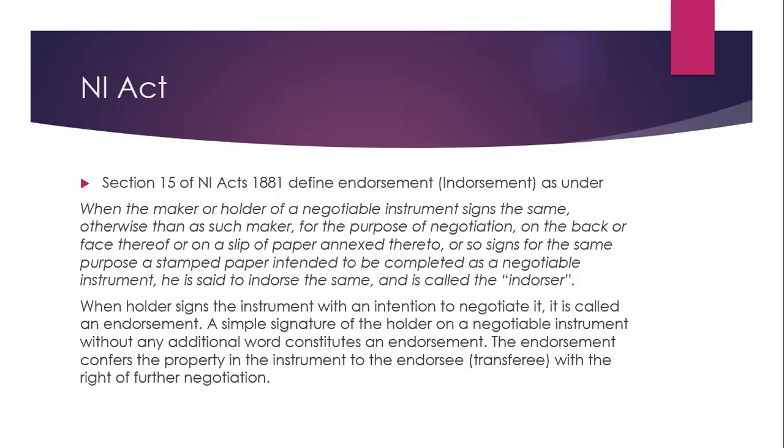When the holder signs an instrument with an intention to negotiate it, it is called endorsement. A simple signature of the holder of a negotiable instrument without any additional words constitutes a valid endorsement. The endorsement confers the property in the instrument to the endorsee with the right to further negotiation. So, the endorsee has a right to further go on transferring the said negotiable instrument till the date of maturity.